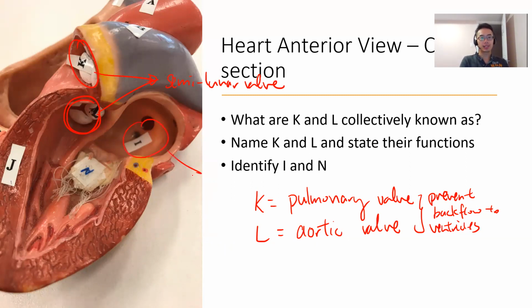I is the left atrium. And N is the bicuspid valve. All right.